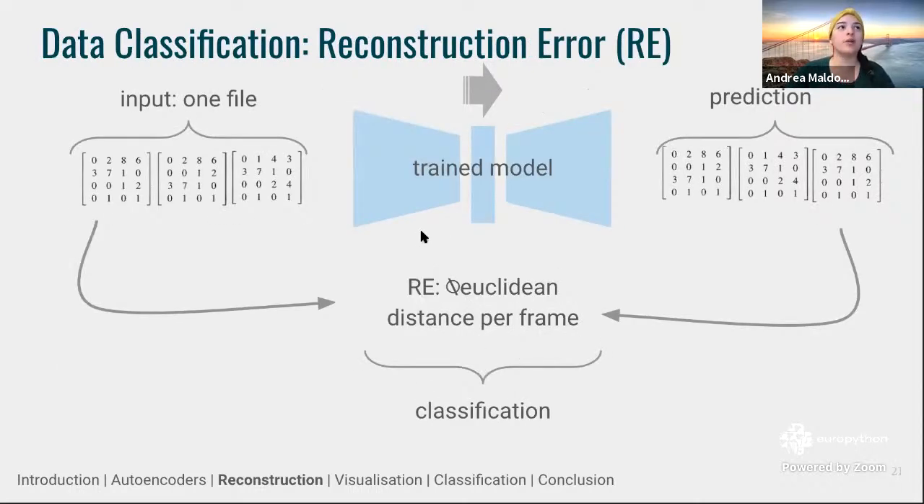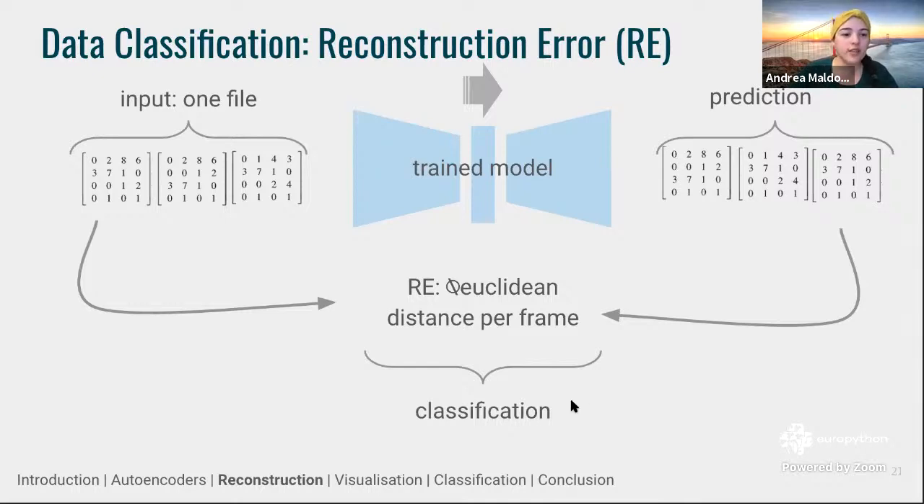So now the data classification into anomalies or not begins. What we do here is we have a new file that we use as an input. Here you can see these different MEL spectrograms, so these snippets of the one audio file. And then we also put it into the trained model. The trained model also tries to reconstruct this and ends up with some output like this. Then we compute some reconstruction error, which in our case was the mean Euclidean distance per frame, and at the end we get some sort of classification.